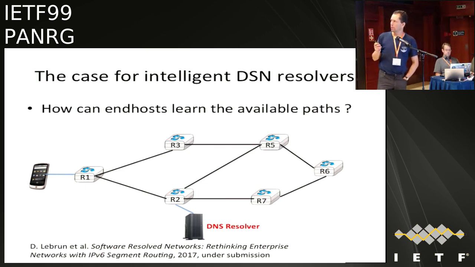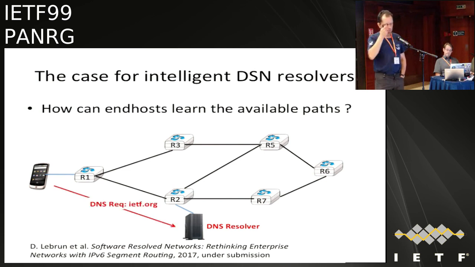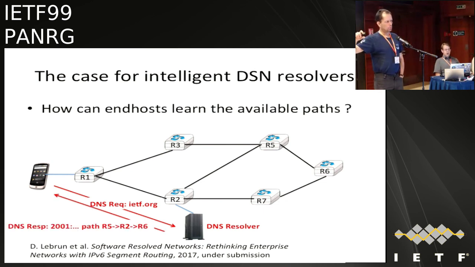Something that we are exploring with David Lebrun for his PhD thesis in my group is that most of the communication that you do from an end host is triggered by DNS operation. And the DNS is an interaction that the end host has with the network. So if we want to create a communication channel between the end host and the network, we can put intelligence in the DNS resolver. Every time a host does a DNS query, the DNS resolver can provide to the host the path that it should use as a segment routing header, or the list of paths that it should use.